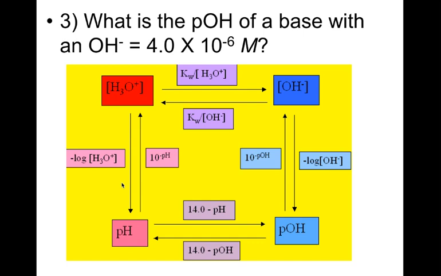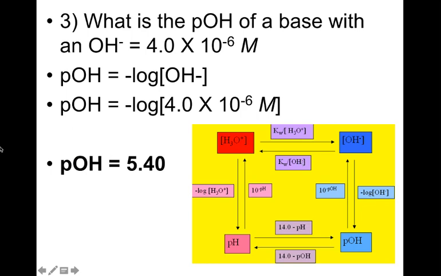For the third one, what's the pOH of a base with an OH of 4.0 times 10 to the negative 6? Well, this is our OH here, and we're going to pOH down here. So how are we going to accomplish that? You can see the pathway to get from here to here is going to be negative log of OH. And so I'll have pOH equals negative log of OH, and then the value is 4.0 times 10 to the negative 6. So pOH is 5.40 for that.